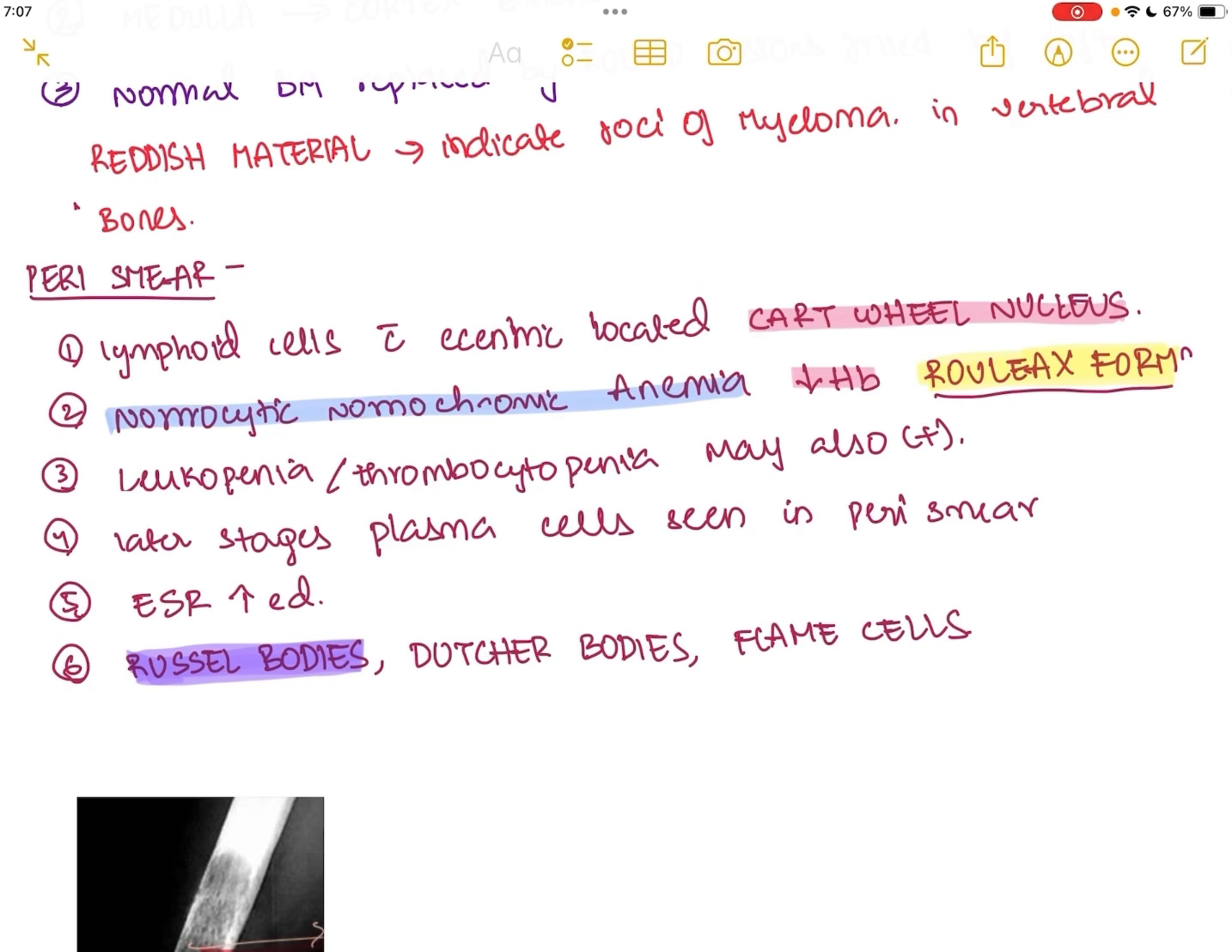And in the later stages, really later stages, when the plasma cells are increasing like anything, they can also appear in the peripheral smear. And increased ESR can be seen. The specific Russell bodies are seen in case of multiple myeloma. I have made another video on Russell bodies, please check it out. So you'll get all information related to Russell bodies in that video, and it is very important for the VSAQ or the MCQs. So Russell bodies, Dutcher bodies, and the flame cells can also be seen in peripheral smear.